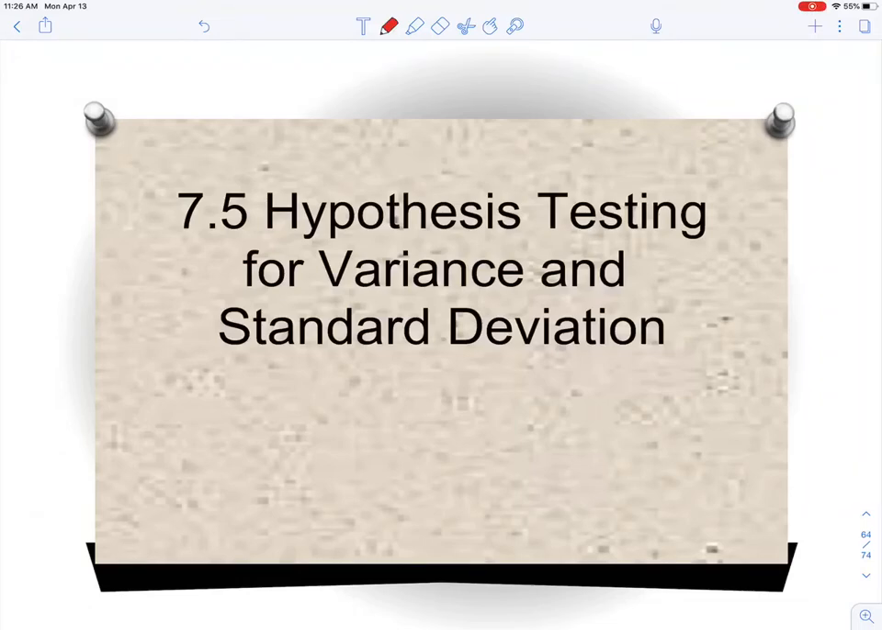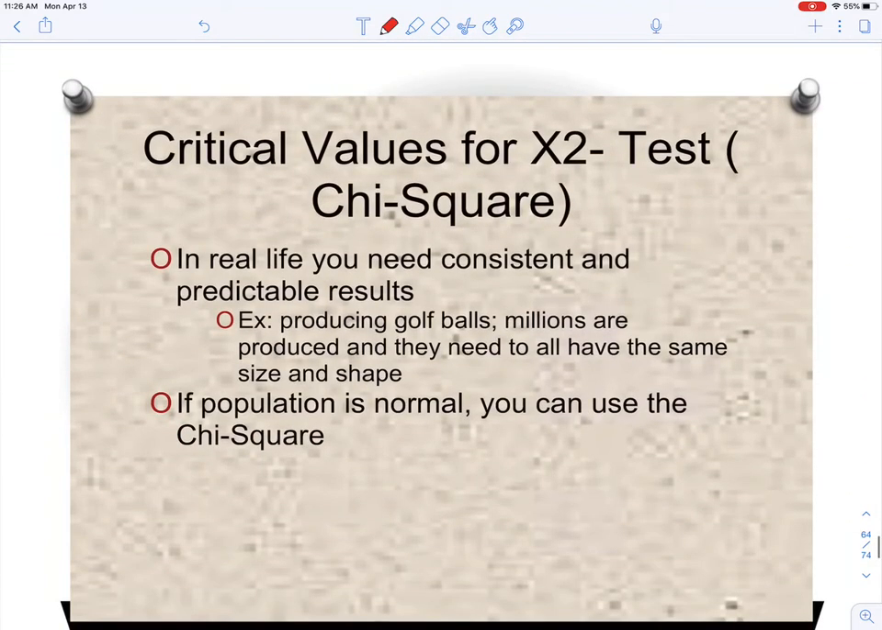All right, this is 7.5, hypothesis testing for variance and standard deviation. So this is the last section for chapter 5. We'll review and then take a test after this section. Critical values for the chi-squared test.